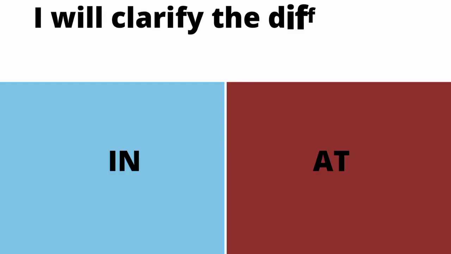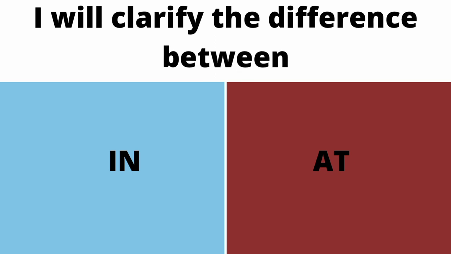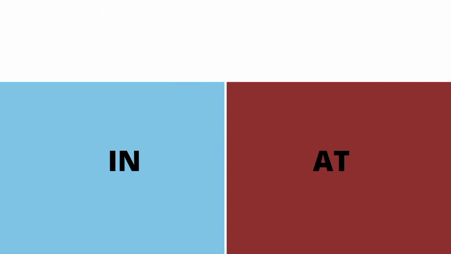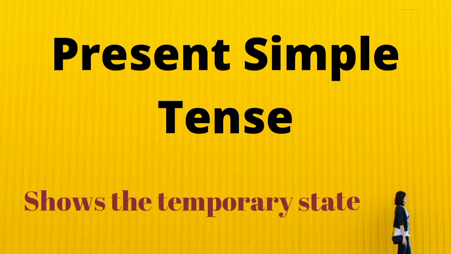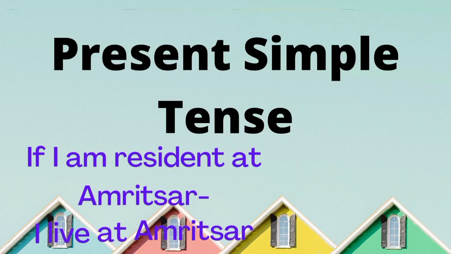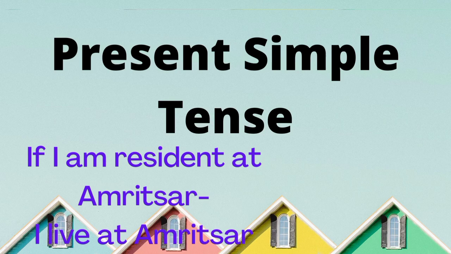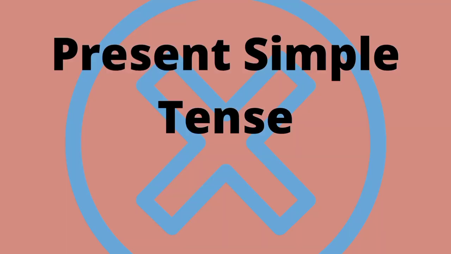I'll clarify the difference between in and at in one of my other videos. But at this time you should just understand the difference where I'm saying that present continuous tense shows the temporary state. It is not permanent. If I am a resident at Amritsar, I have to mention that I live at Amritsar. In that case, I won't say that I live in Amritsar these days.